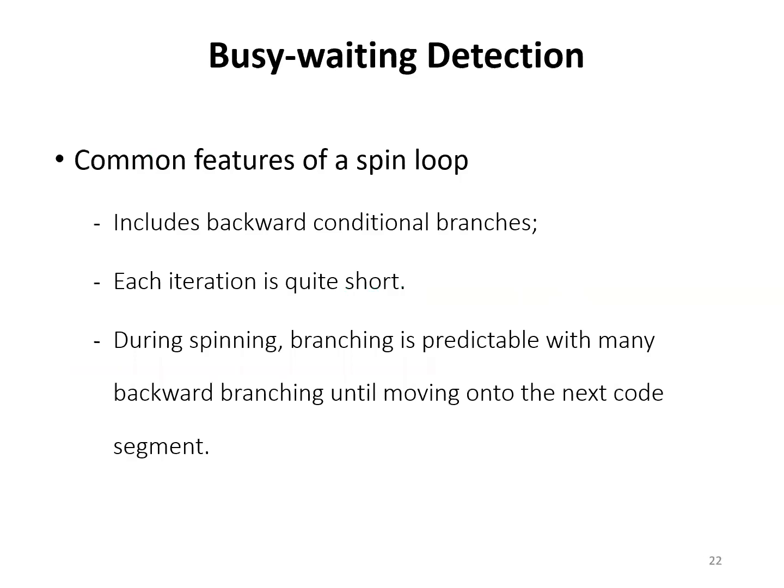For busy waiting synchronization, we observe some common features among various kinds of busy waiting implementations. A spin loop is a small code segment that is repeated many times. Especially, spin loops are typically backward conditional branches. Each iteration is quite short, taking only a few cycles to execute. And during spinning, branching is predictable with many backward branches.